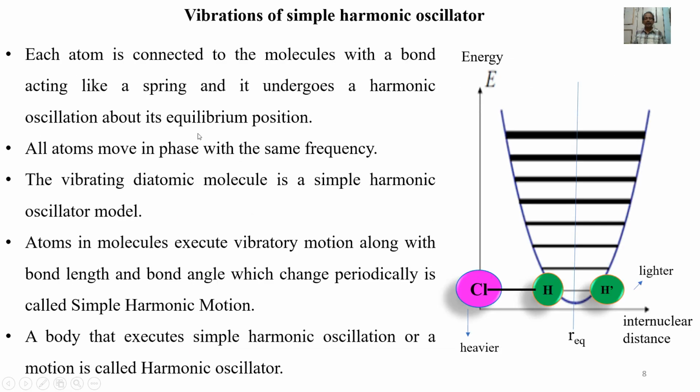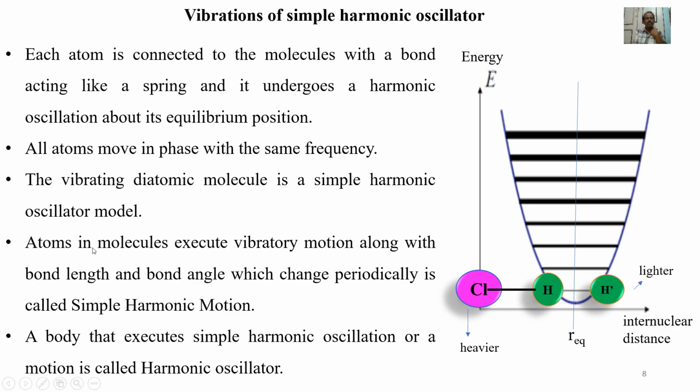So let us come to the topic of this unit: vibrations of a simple harmonic oscillator. Here, each atom is connected in the molecule with a bond acting like a spring, and it undergoes harmonic oscillation about its equilibrium position, stretching and compressing, or extension and compression. All atoms move in phase with the same frequency. The vibrating diatomic molecule is a simple harmonic oscillator model.